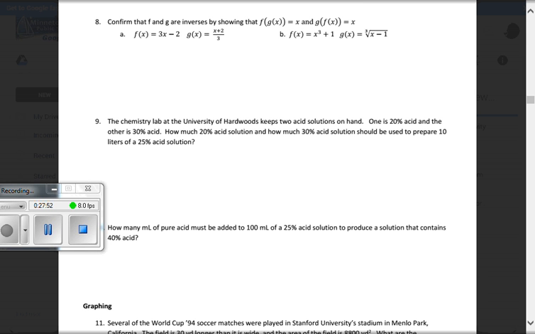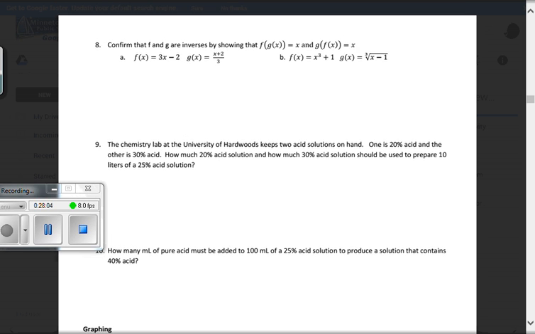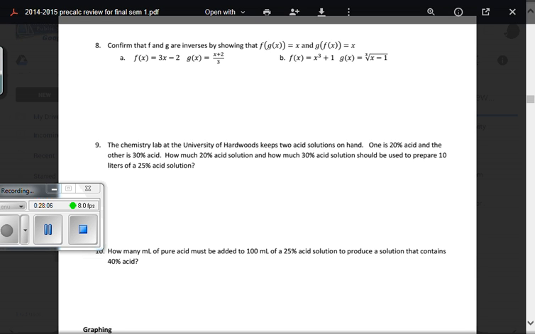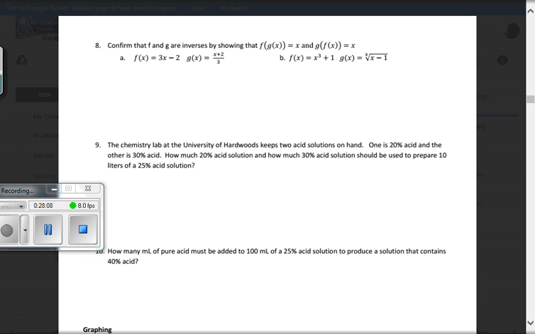All right. So this one's the acid questions. You remember how to do those? We just did them recently. You know, amount 1, percent 1, plus amount 2, percent 2. Good on those? Okay. How about this, f of g of x equaling x and g of f of x equaling x? Do you remember that?